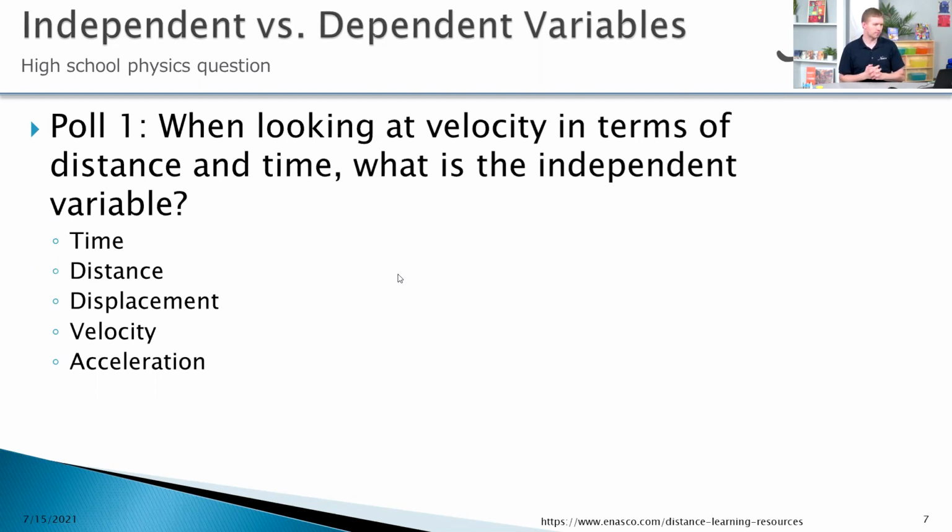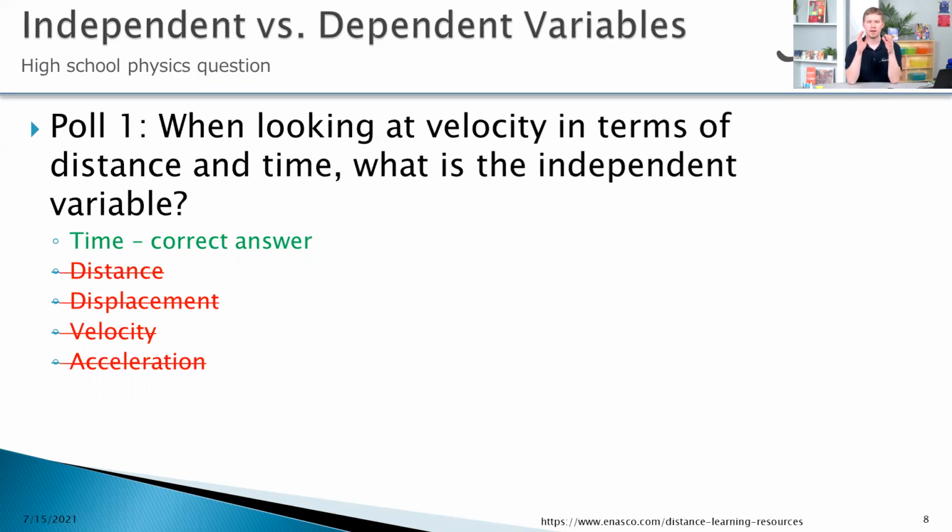All right, so it looks like we got some answers in here. Looking at the poll, the first question: when looking at velocity in terms of distance and time, what is the independent variable? So you're looking at potentially distance and time, and how is that related to acceleration, et cetera? The actual answer for this is time. Someone might think acceleration, because if you're familiar with velocity, speed, et cetera, you think that maybe this is your independent variable. Why is it time? Time is something that you can input over a distance.